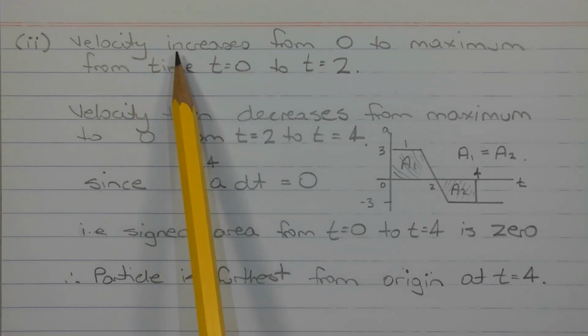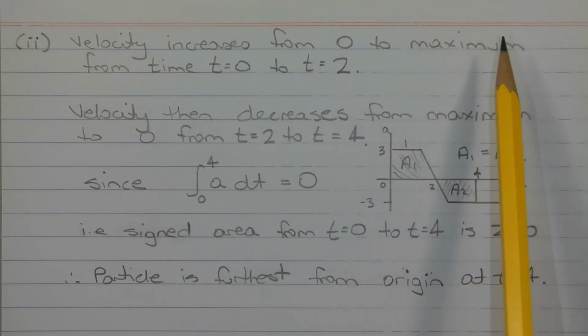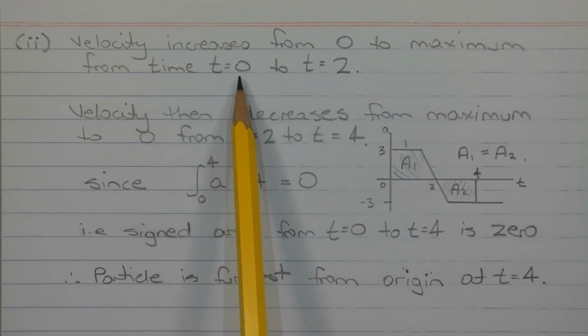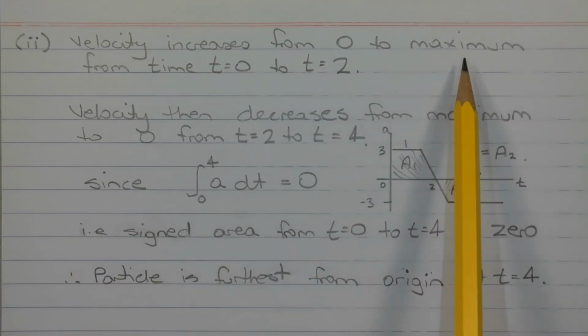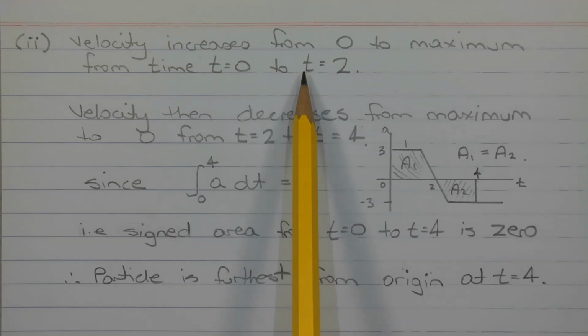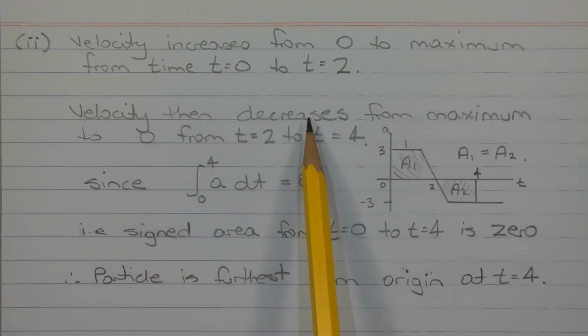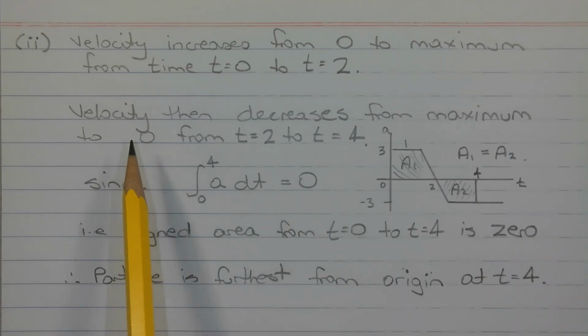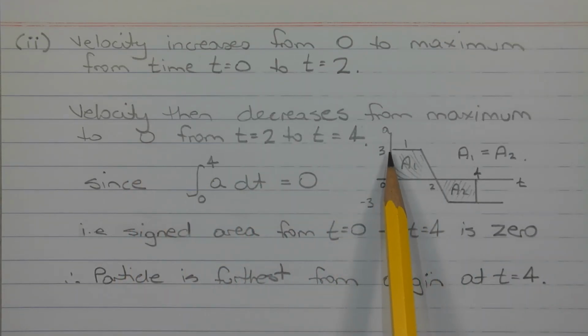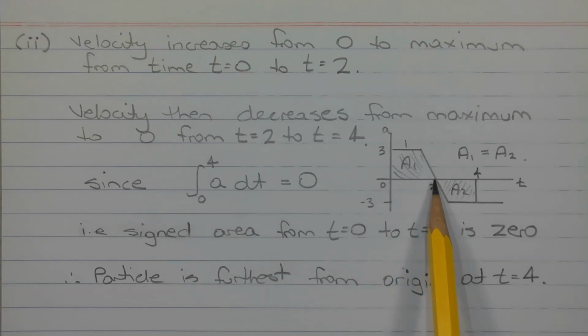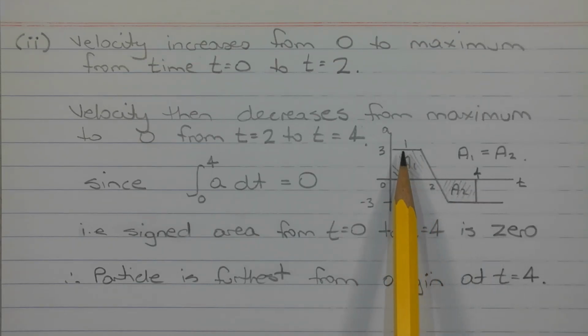The velocity of the particle increases from 0 to its maximum velocity from time t equals 0 to t equals 2. Now we saw this in part 1, where the maximum velocity of the particle is reached at time t equals 2. Beyond time t equals 2, the velocity then decreases from its maximum back to 0 from t equals 2 to t equals 4. And that's because the area under the curve from 0 to 2 is equal to the area under the curve from 2 to 4, except we're dealing with signed area.